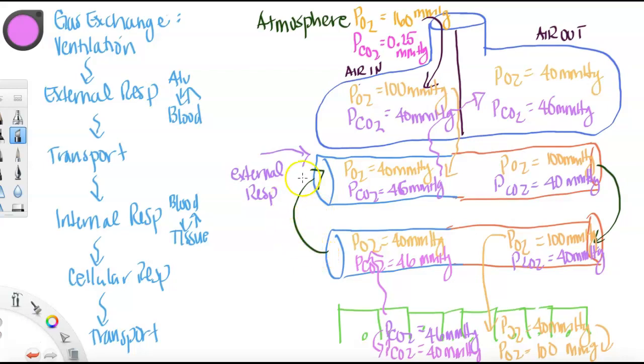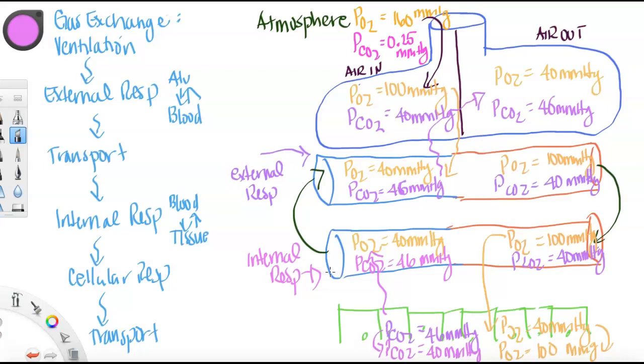We get transport back to the lungs, and again, PO2 is 40, PCO2 is 46, and then we exchange again. So over here then was internal respiration. Okay, so it's basically only two numbers you need to know, but you don't really need to know them.